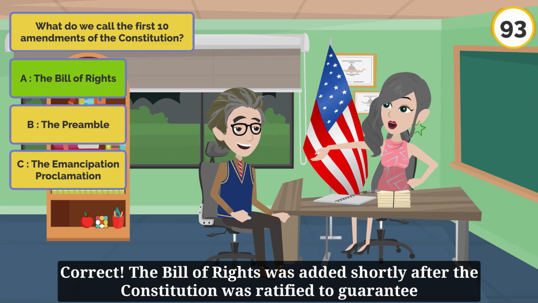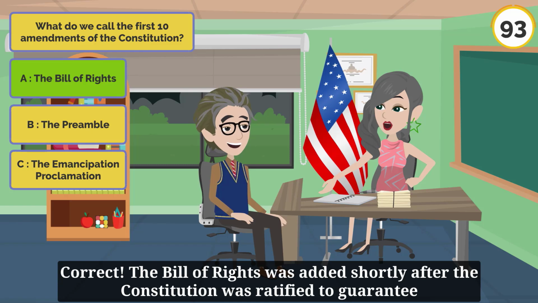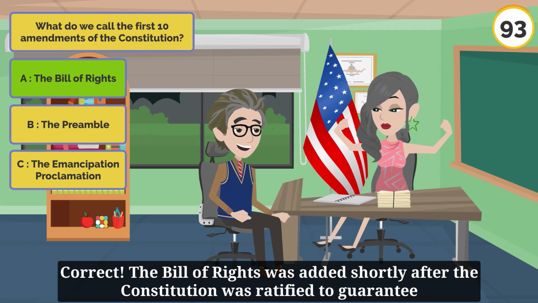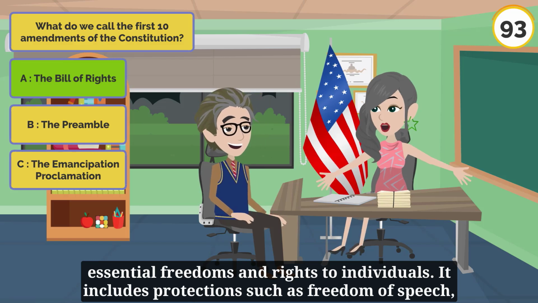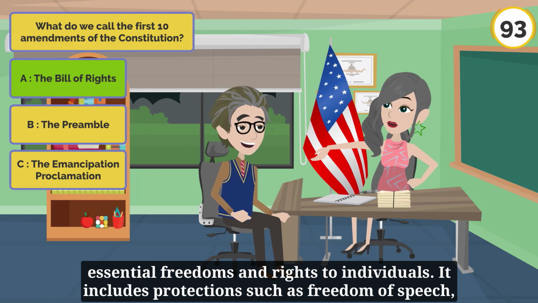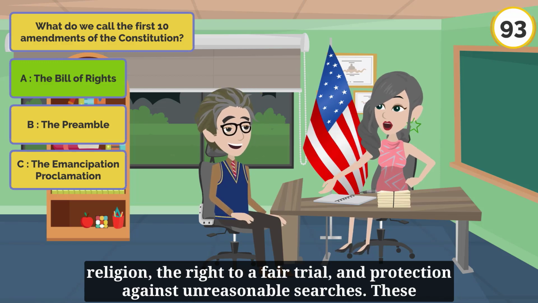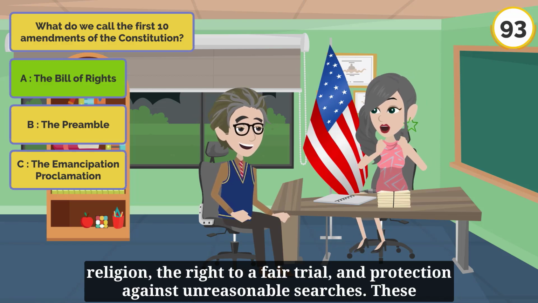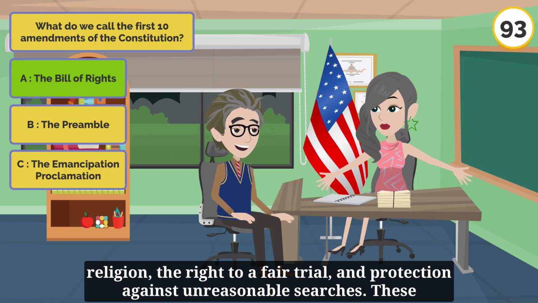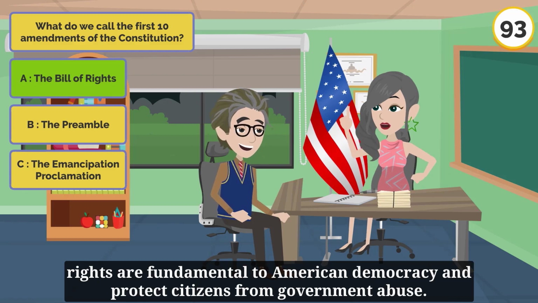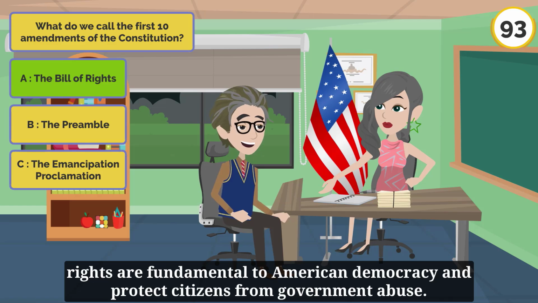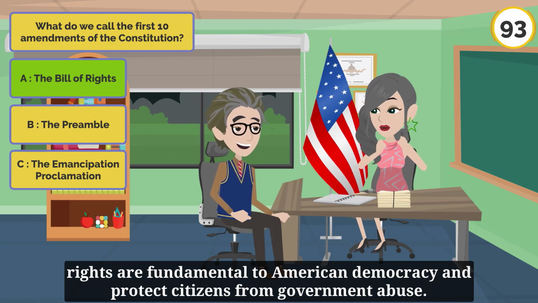Correct. The Bill of Rights was added shortly after the Constitution was ratified to guarantee essential freedoms and rights to individuals. It includes protections such as freedom of speech, religion, the right to a fair trial, and protection against unreasonable searches. These rights are fundamental to American democracy and protect citizens from government abuse.